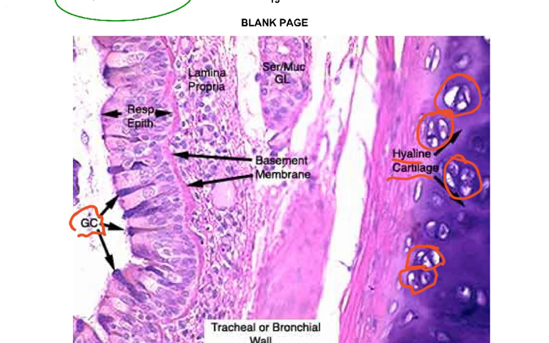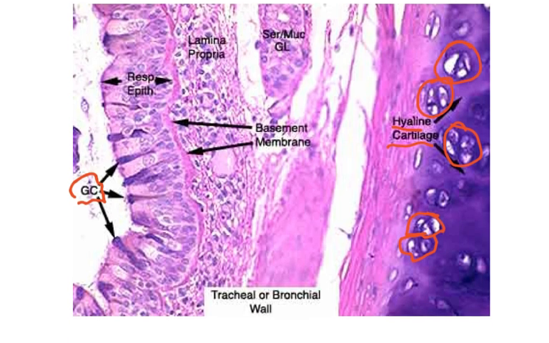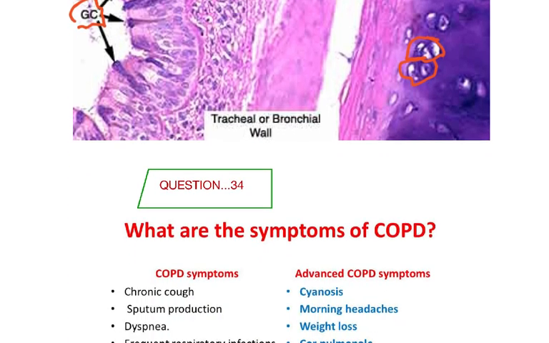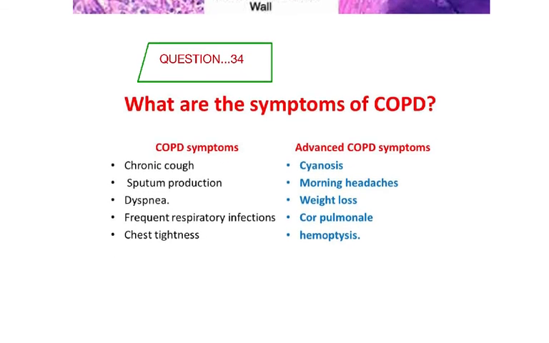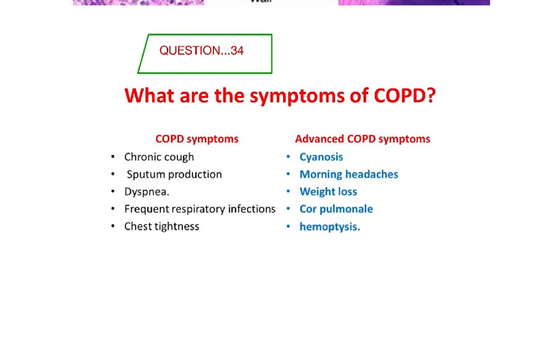You need to be looking at more diagrams, just type in the Google search goblet cells hyaline cartilage and have a look at it. And of course, you see a whole lot of diagrams on this. Then we come on to question 34. What are the symptoms of COPD? These are the ones which I have given you, and you can have a look at this and revise this, and then we can easily do these questions whenever they come in the MCQs.